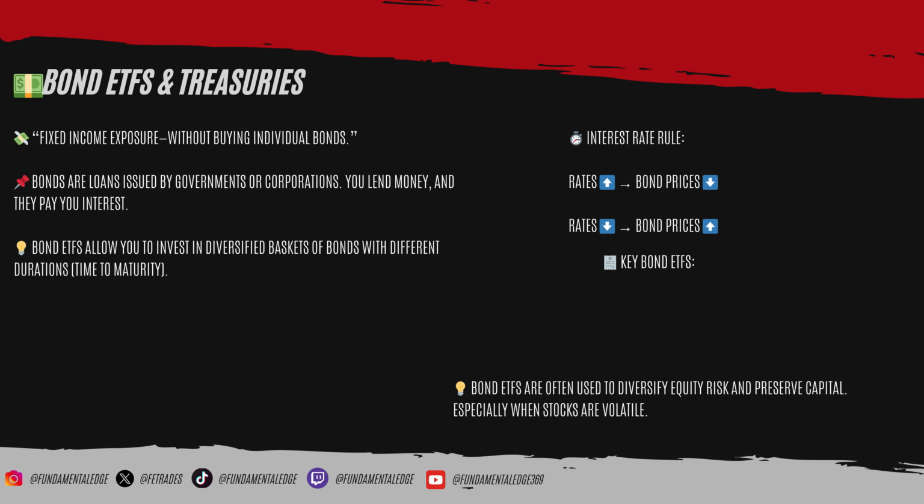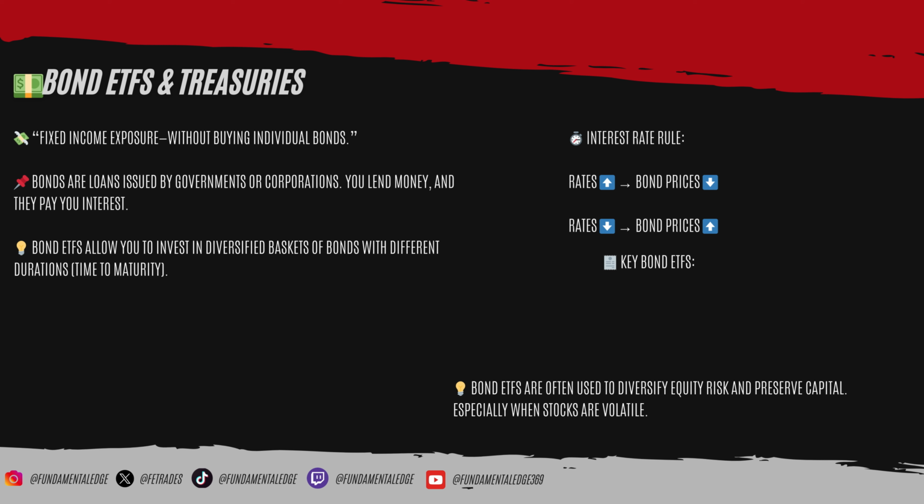Duration matters too. The longer the bond's maturity, the more sensitive it is to interest rate changes. Some examples: TLT, 20-plus year treasuries, high duration, high sensitivity; IEF, 7 to 10 years, more moderate; SHY, 1 to 3 years, lower duration, less volatile. These tools are useful when you want to preserve capital, balance equity risk, or add stability to your portfolio.